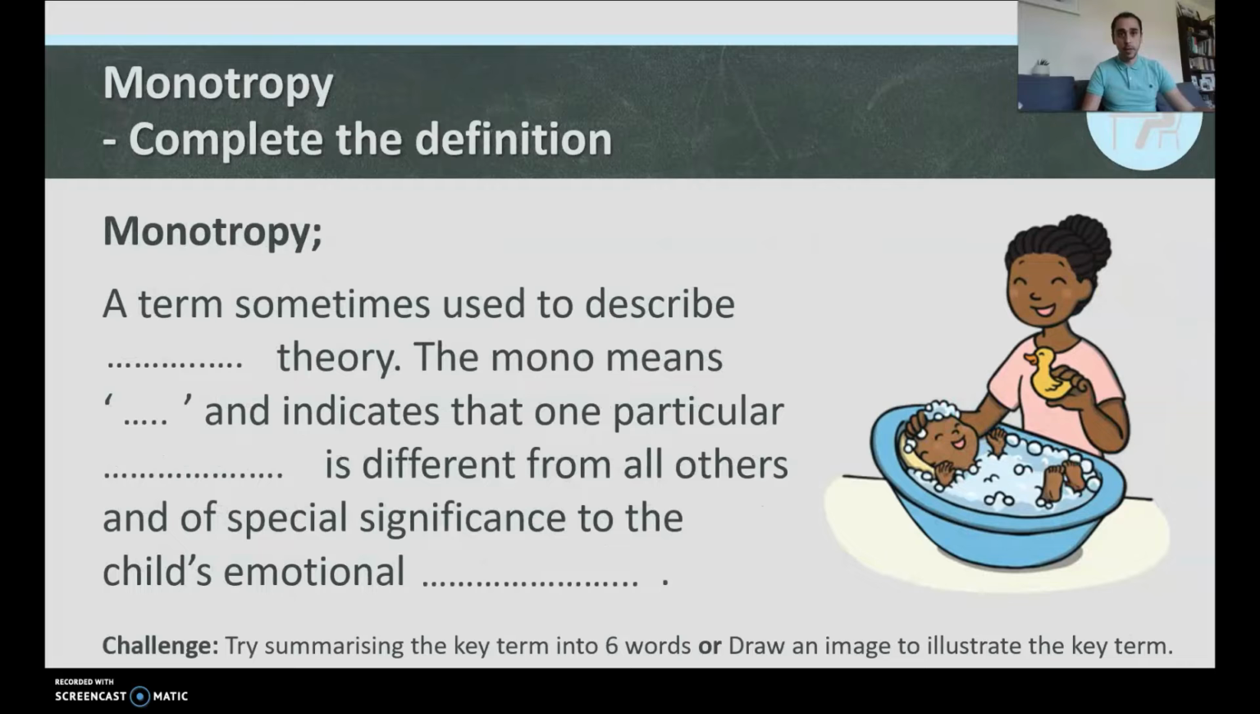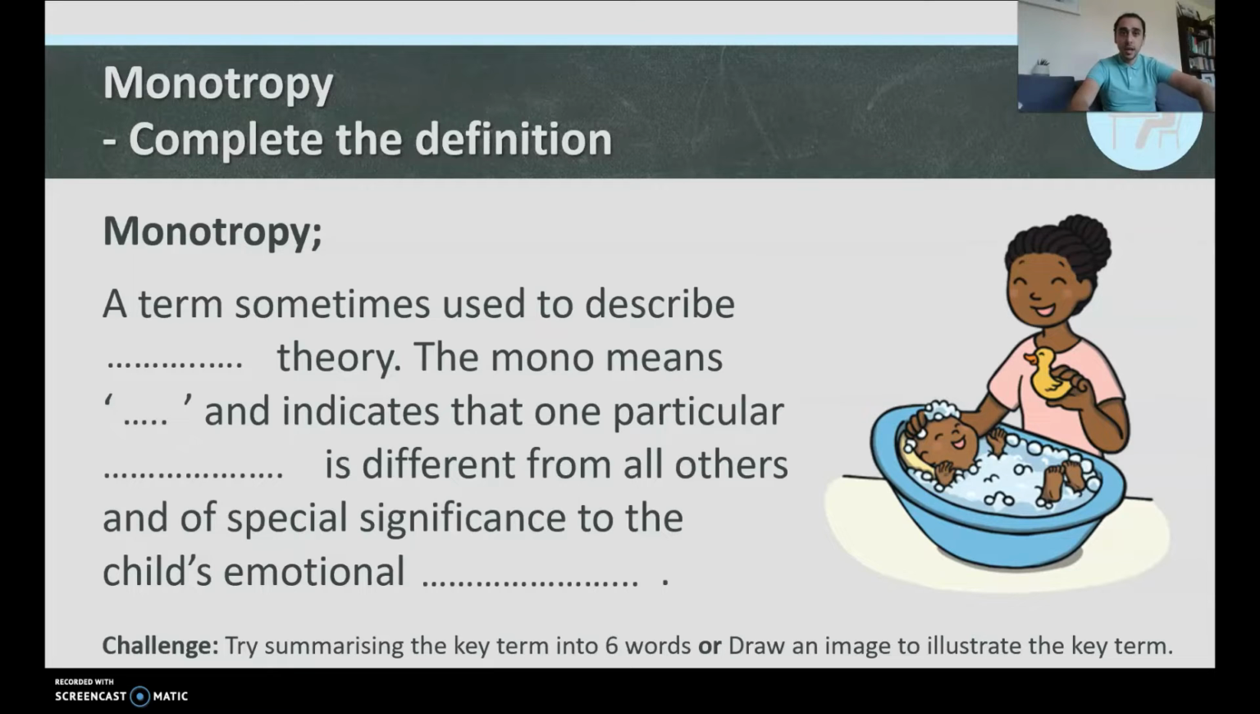Right, monotropy. Complete the definition. It's a key term. You need to remember it. Give it a go, please. If you want to challenge yourself, try summarizing the key term into 6 words, or draw an image that illustrates the key term monotropy. Give that a go now, please. And let's go through the answers. I haven't given you the words because I think you can work it out.